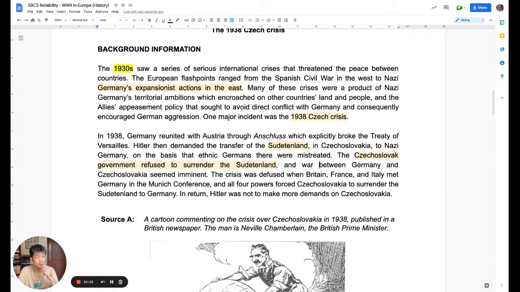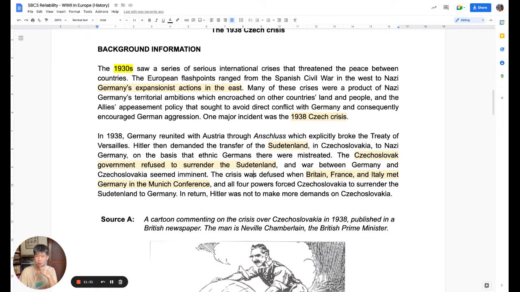The other reason is that the munitions factories, the armaments factories, the weapon factories, the Skoda armaments, are all located in the Sudetenland. So by surrendering the Sudetenland, Germany would be greatly empowered and Czechoslovakia would become very vulnerable. And of course, Czechoslovakia said, no, we don't want to surrender the Sudetenland. A war seemed imminent, and eventually Britain, France and Italy joined Germany in the Munich Conference, and they forced Czechoslovakia to surrender the Sudetenland. You can think of this as a key example of appeasement.